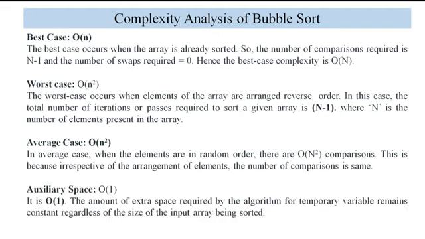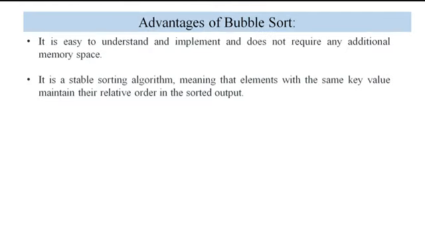And if we discuss the space complexity, because in this algorithm only a temporary variable is required to swap the elements, the space increases by 1 for the temp variable. So that is why its space complexity is order of 1.